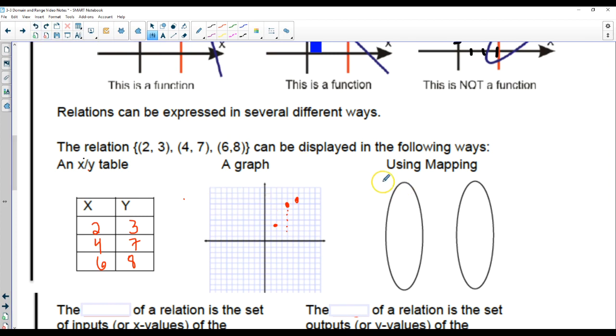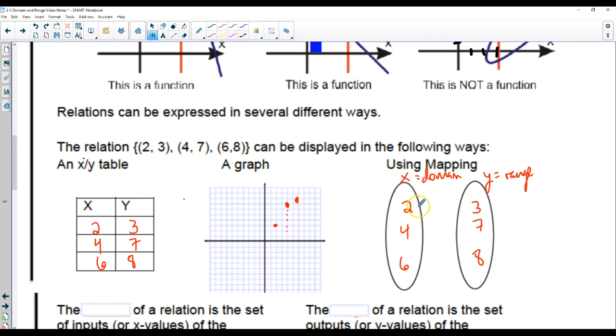The third way, which you may not have seen before, is with mapping. In mapping, your first little circle, or sometimes it's a rectangle if we're being weird, is going to be your X or your domain. And the second one is going to be your Y or your range. So what that would look like is you'd have a 2, a 4, and a 6, because those are your X values. And then you'd have a 3, a 7, and an 8, because those are your Y values.